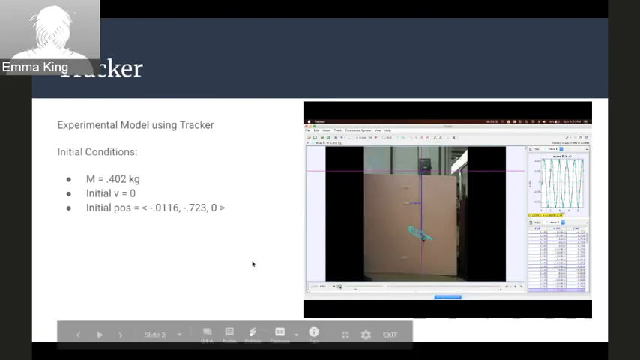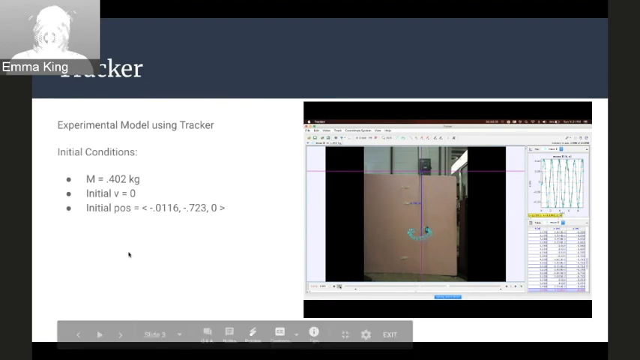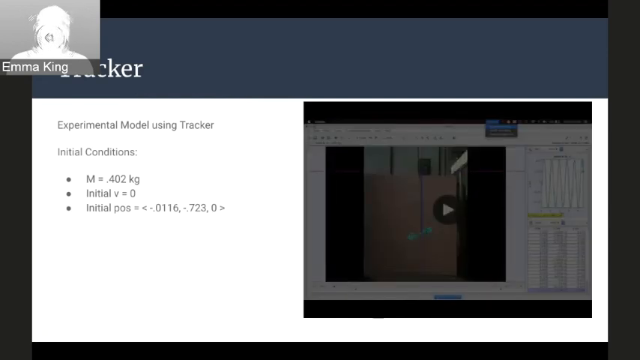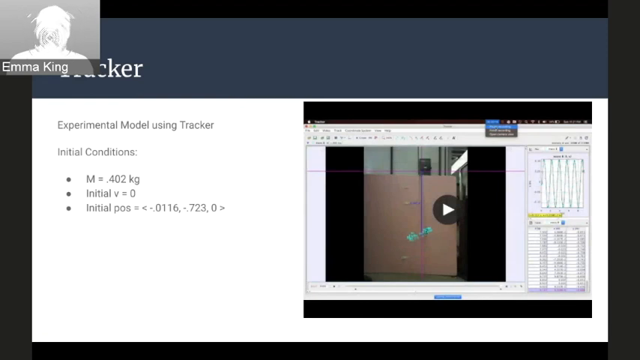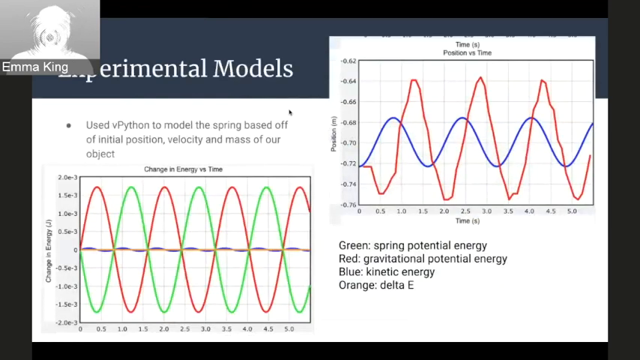For this model, we were told that the mass is 0.402 kilograms, and the initial velocity was obviously 0 because it starts from rest. The initial position I got as 0.0116 in the x direction, and negative 0.723 in y, and we're pretending it's 2D, so z is 0. To compare to this, I made an experimental model using VPython, with initial conditions based off my experimental model to match.